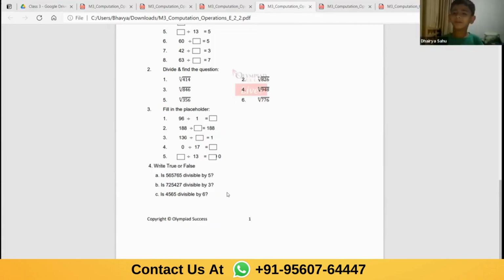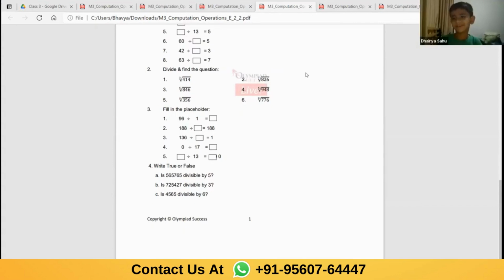Ma'am, 2, 3 and 4 can come in the table of 6 also. It is not necessary. Let's see. 4 4s are 16. Does 16 come in the table of 6? No. But ma'am, some from 4 come. Yes, some numbers like 12 can come. Some numbers can match. I agree to that, but not all the numbers.